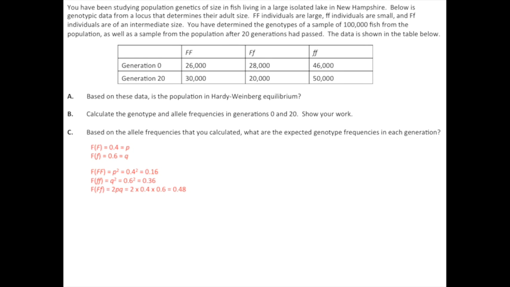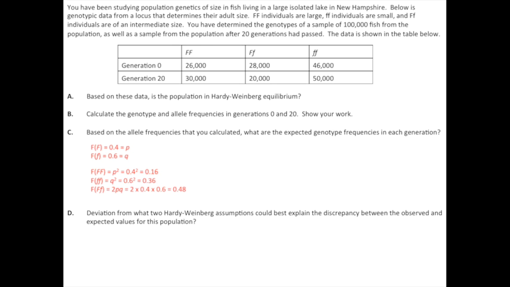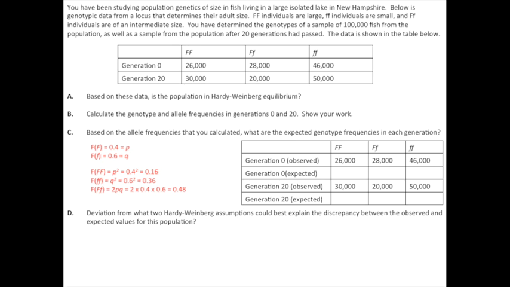Now comes the part that's a little more challenging. The next question asks, deviation from what two Hardy-Weinberg assumptions could best explain the discrepancy between the observed and expected values for this population? For this, now we need to see how our observed values differ from what we expect. If we have a sample of 100,000 individuals, if our expected frequency of big F homozygotes is 0.16, that's 16,000 individuals. If our expected frequency of little f homozygotes is 0.36, that's 36,000 individuals. And if our expected heterozygote frequency is 0.48, that's 48,000 individuals.